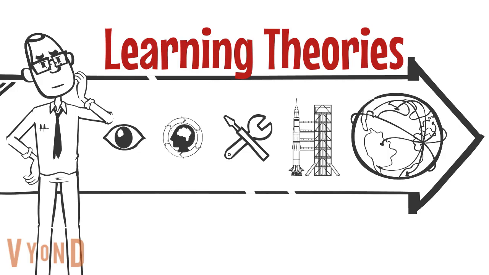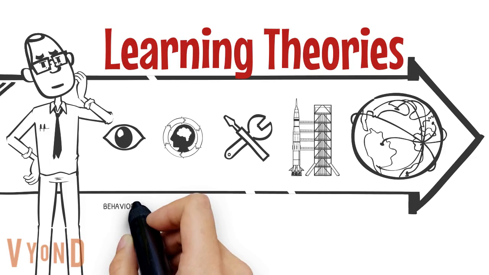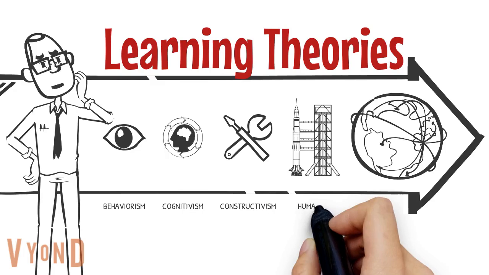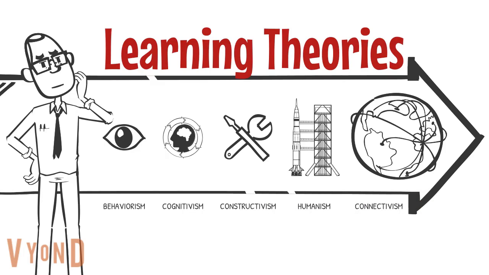Just as different contexts call for differing design models, various activities and desired learning outcomes align better with specific theories. With this in mind, an integrative approach using multiple theories will likely be more successful than utilizing just one. The five main learning theories are behaviorism, cognitivism, constructivism, humanism, and connectivism.